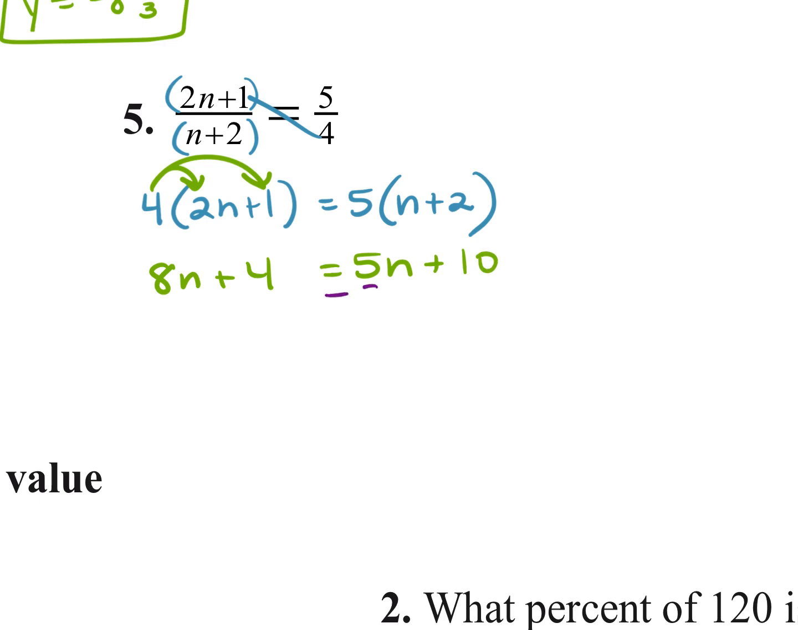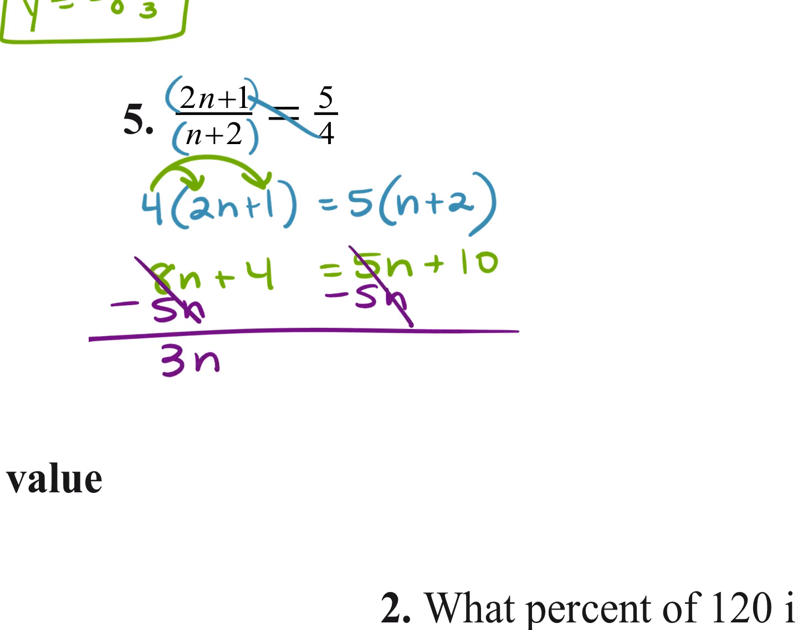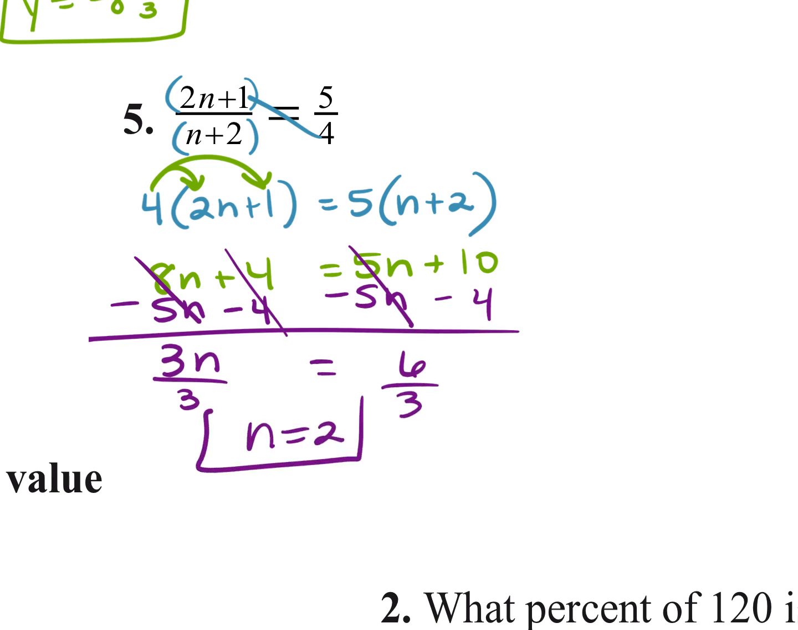And now we solve. So take away the 5n, and you get 3n. Here, take away the 4, and you get 3n equals 6. And then divide by 3. So n is 2.